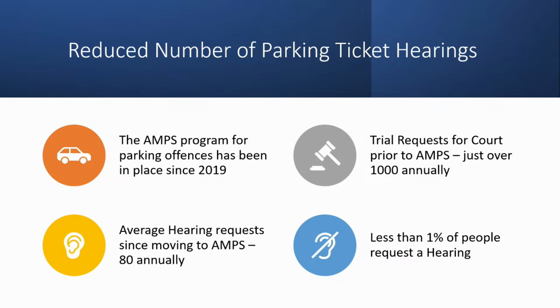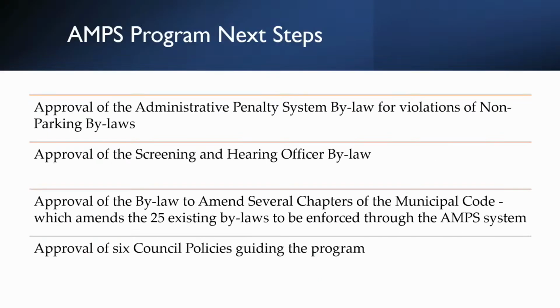So next steps for the AMPS program is there are 3 bylaws and 6 council policies that form part of council's package. The first bylaw is the approval of the administrative penalty system bylaw, which really is just the administration of the program and how it works. The second is the approval of the screening and hearing officer bylaw. The third is the approval of the bylaw to amend the 25 chapters that are on the front page of your report to incorporate them into the AMPS system. And then lastly, there's the 6 council policies which guide the program and are a requirement under the Municipal Act.